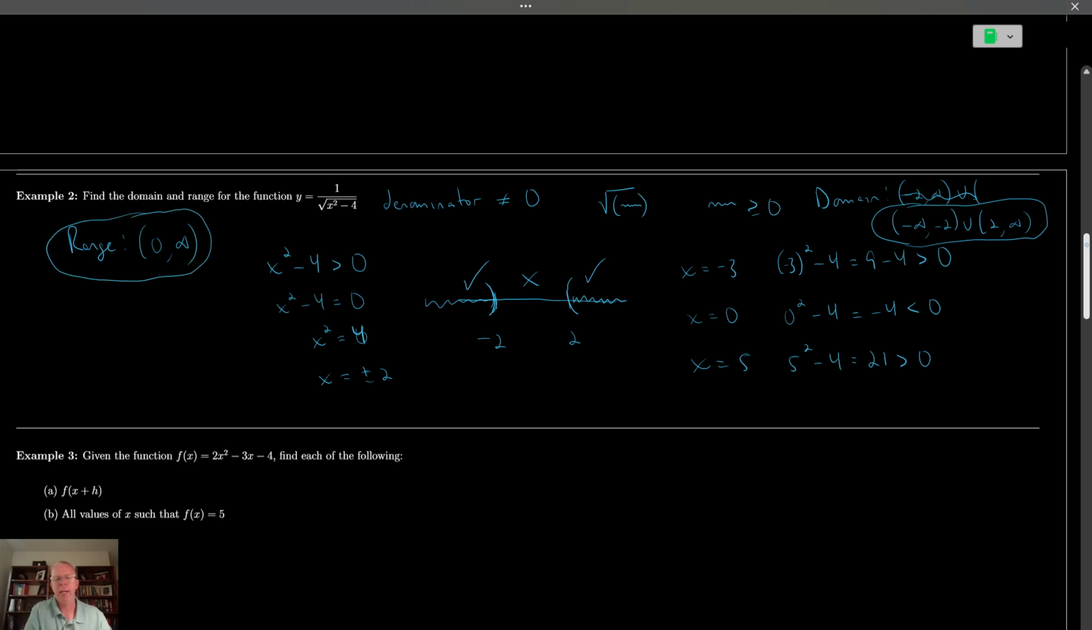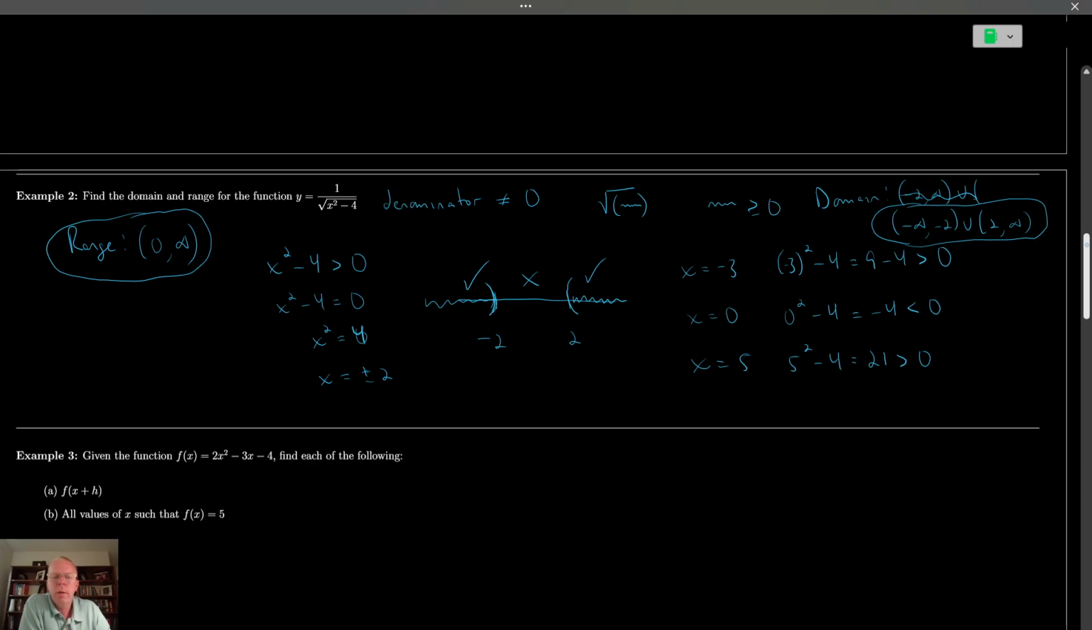So the range of this is 0 to infinity. Most of the time with the range, you're not really going to work it out too much. A lot of times it's just thinking about what you could get. And if you want, you could graph this. You're not going to have a graphing calculator on a test, but when you're doing homework, I would suggest that you use one to get an idea and a feel for what these graphs look like.